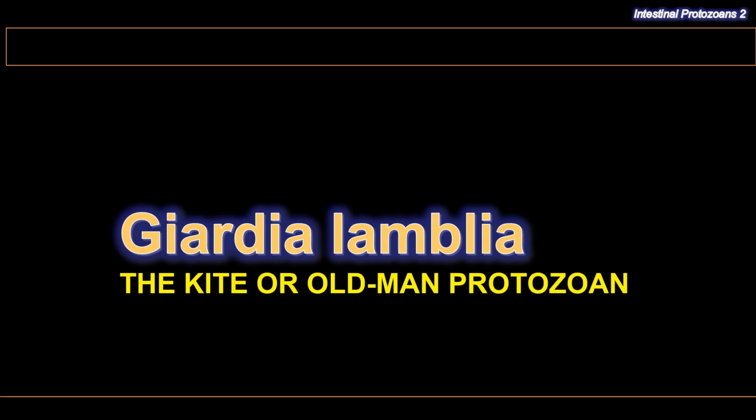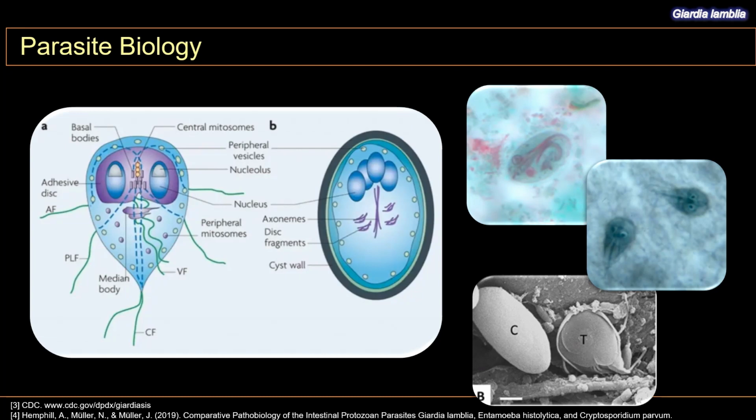Let's now discuss our first organism, Giardia lamblia. Giardia lamblia, or Giardia intestinalis, or Giardia duodenalis, is a common intestinal protozoan, especially in tropical and low-income countries, but can be seen worldwide. It is a known cause of epidemics and outbreaks of the disease called giardiasis.